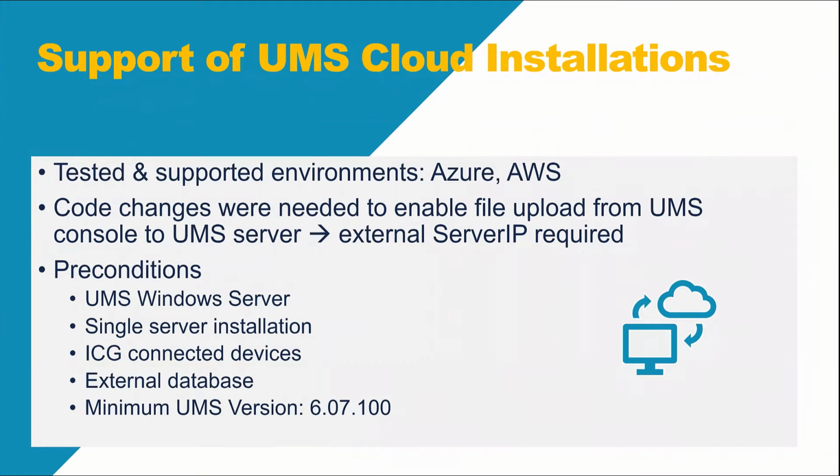The next feature is about cloud installation, and a lot of customers were asking for official support of UMS cloud installation. So we had to work on some code changes to make this happen. But now finally we can support the installation of the UMS Windows Server in Azure and Amazon Cloud environments. In the first stage, it's just the Windows Server. The Linux server will follow soon, and it's currently only for single server installations. All the devices need to be connected via ICG, and you should use an external database. And for sure, you have to switch to the latest version of the UMS.